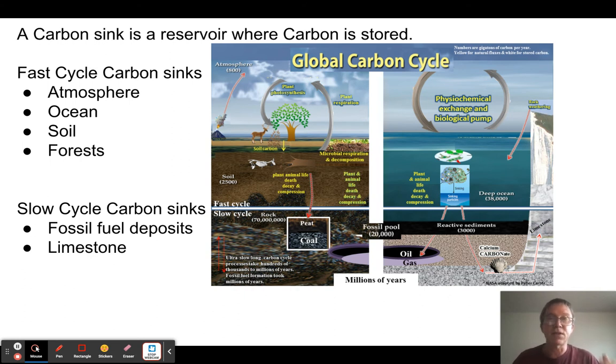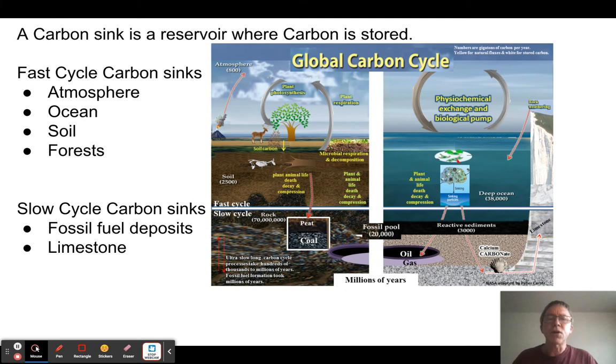So in the fast cycle, we have the atmosphere. Clearly, there's a lot of carbon dioxide stored in the atmosphere. But also a lot of it goes into the ocean, so it diffuses into the ocean. So the ocean is a very significant reservoir, actually the largest reservoir of carbon. Soils contain a remarkable amount of it, more than the atmosphere, it turns out. And then there's forests and animals. So all of these are places where carbon is getting stored. So we call these carbon sinks.